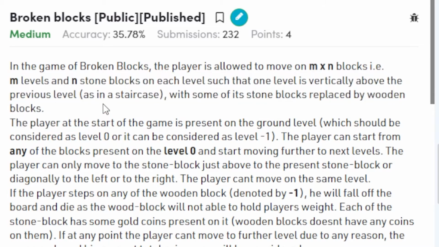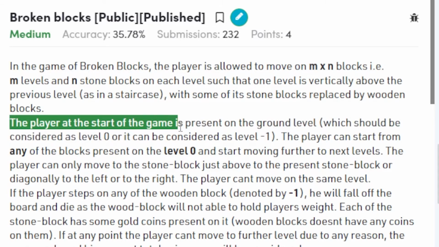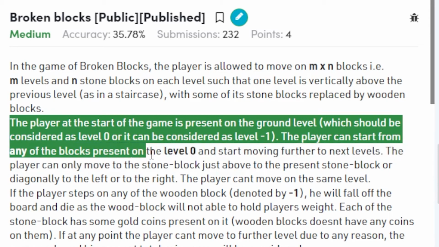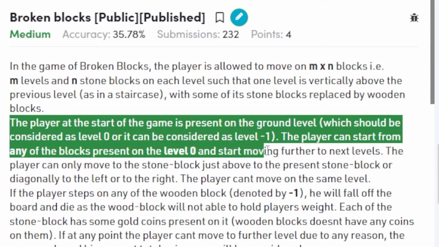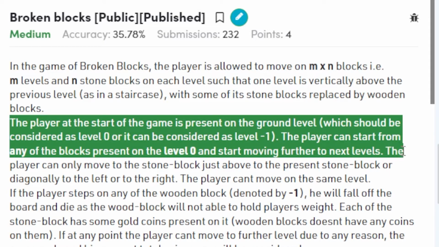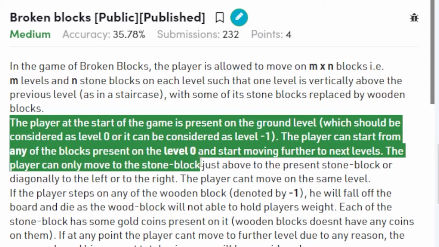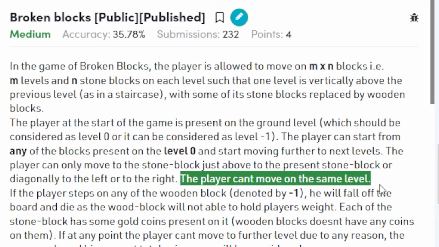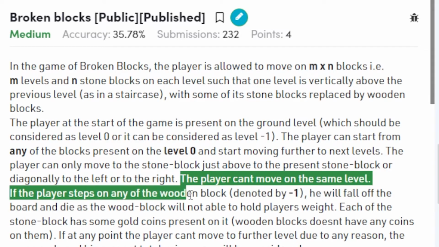Okay, this is what is given to us. We will understand it on the whiteboard more clearly. So what can a player do? A player can start the game at the ground level. The player can start from any of the blocks present on level 0 and start moving further to next levels. The player can only move to the stone block just above the present block or diagonally left or right. Also, a player cannot move on the same level, and the player cannot step on a wooden block.